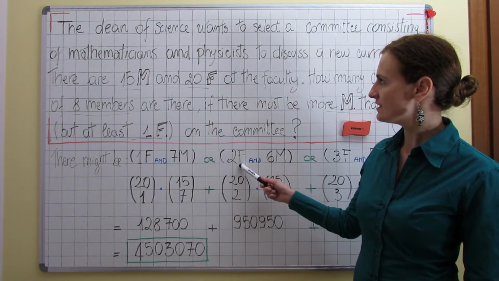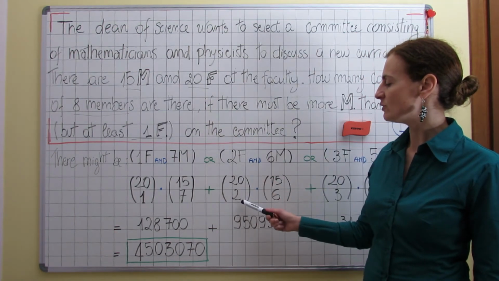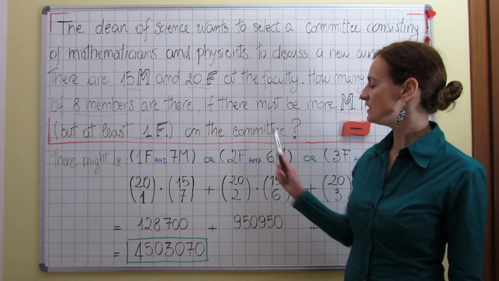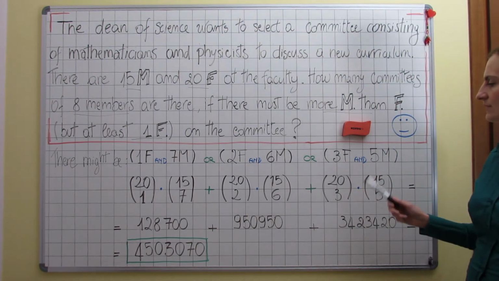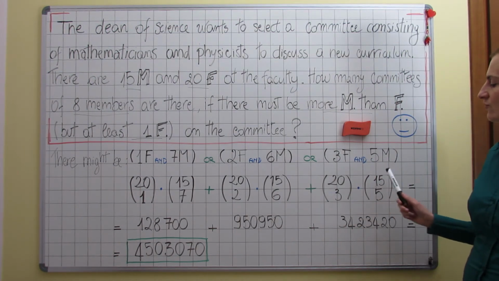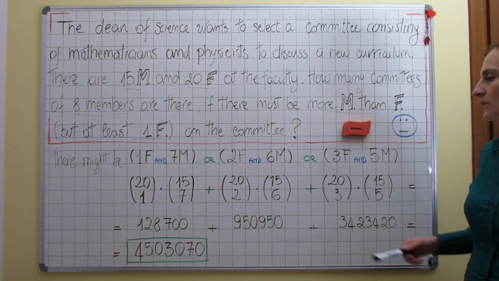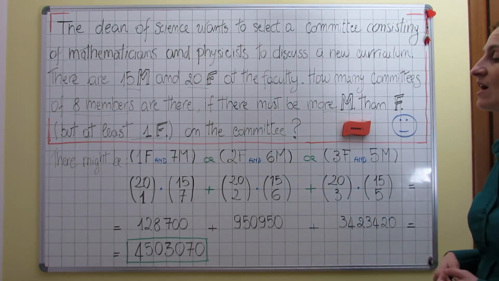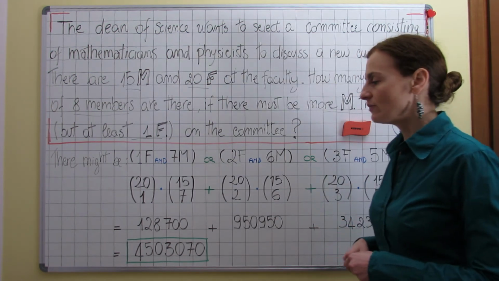So 2 physicists in a set of 20, so it's 20 binomial 2, and 6 mathematicians in a set of 15, so 15 binomial 6, and so on. So 20 binomial 3 and 15 binomial 5. Okay, our problem is solved because now it's only about performing calculations.